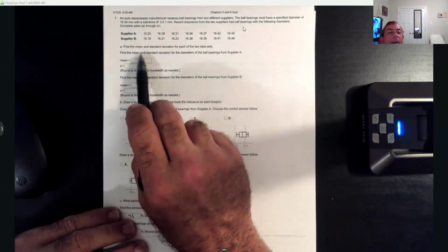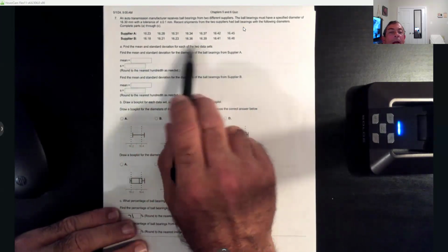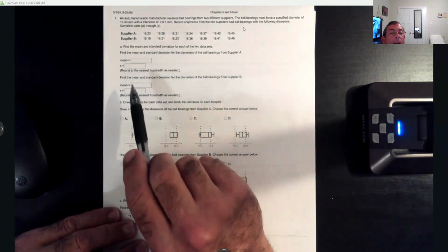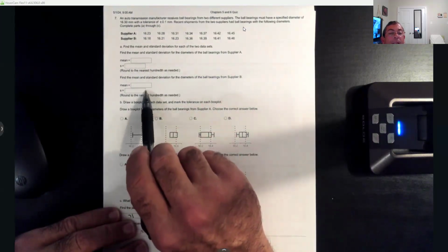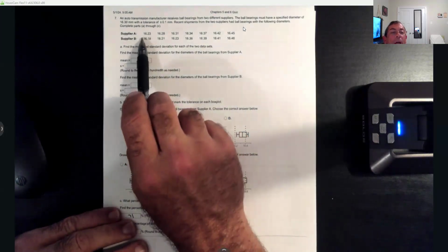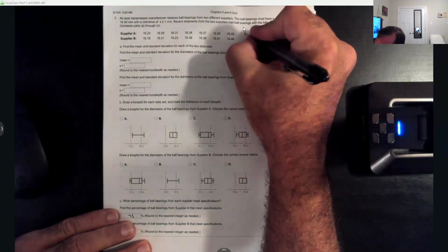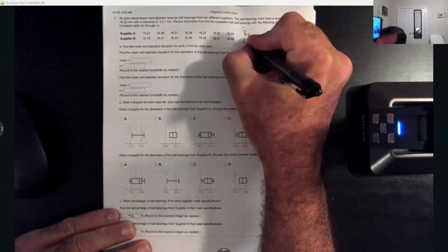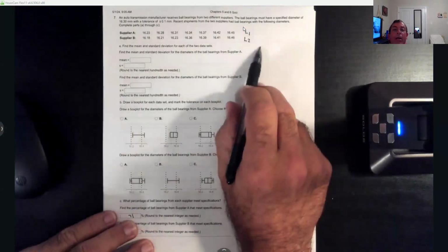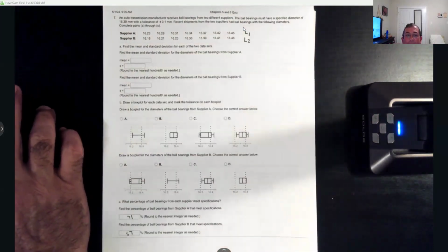So A, they want to find the mean and standard deviation for supplier A. And then they want me to find the mean and standard deviation for supplier B. So y'all, I'm going to show you how I'm going to enter these into my calculator. I'm going to put these ones under L1 and then B under L2. So y'all, let's go to the calculator.